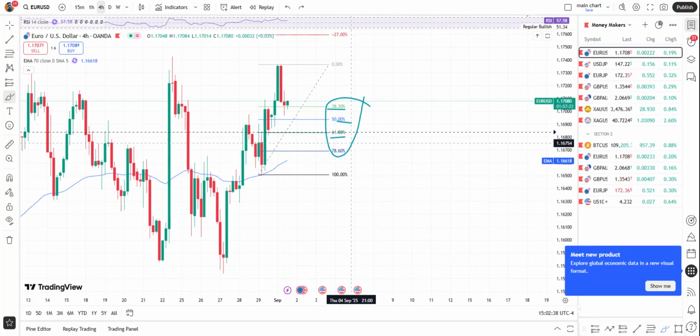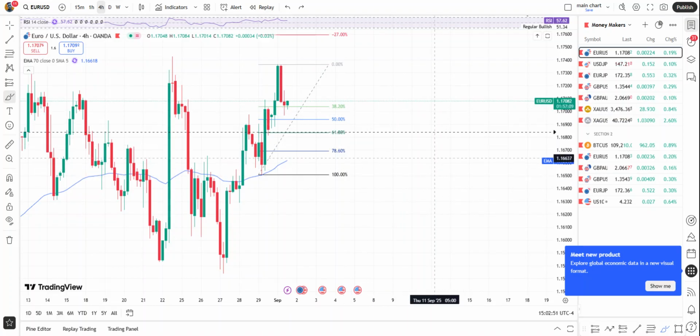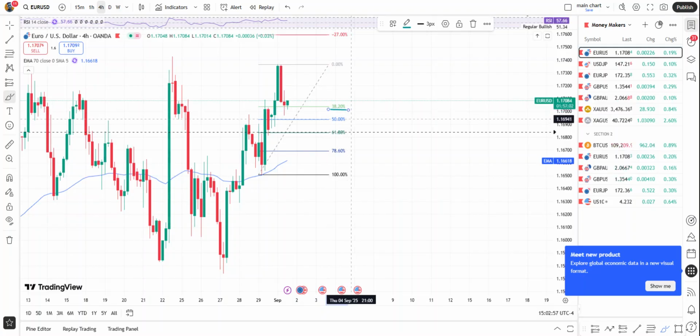If you want a video on my retracement, my Fibonacci settings, you can look up that video. I'll drop a link in the description on how to use and set up your Fibonacci retracement. But typically, in my experience trading Euro USD, price likes to retrace to the 38.2 or the 61.8 level.